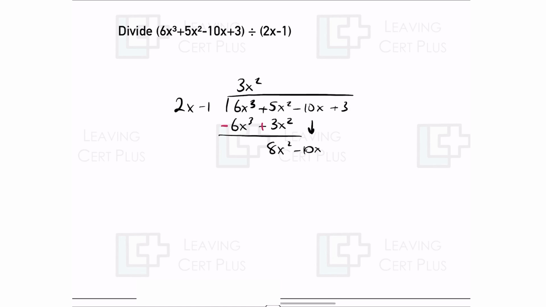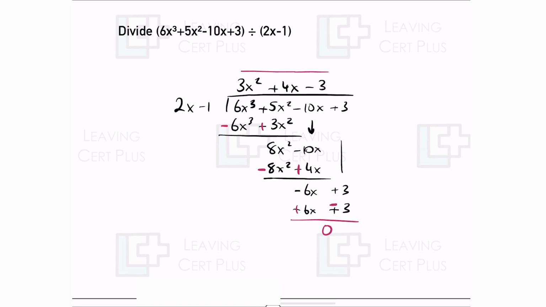Then you're asking, what do I need to multiply 2x by to get 8x squared? The answer is 4x. So positive 4x, and multiply that positive 4x by each term. That's going to be 8x squared, and you'll get minus 4x. Remember to change your signs, negative and positive, and then you'll be left with minus 6x, and then you can bring down your positive 3. What do we need to multiply the 2x by to get negative 6? That's minus 3. So minus 3 by each one of these terms, you're going to get minus 6x plus 3. If you take away that bottom line, you're left with 0 remainder. So your answer is this quadratic up on top.